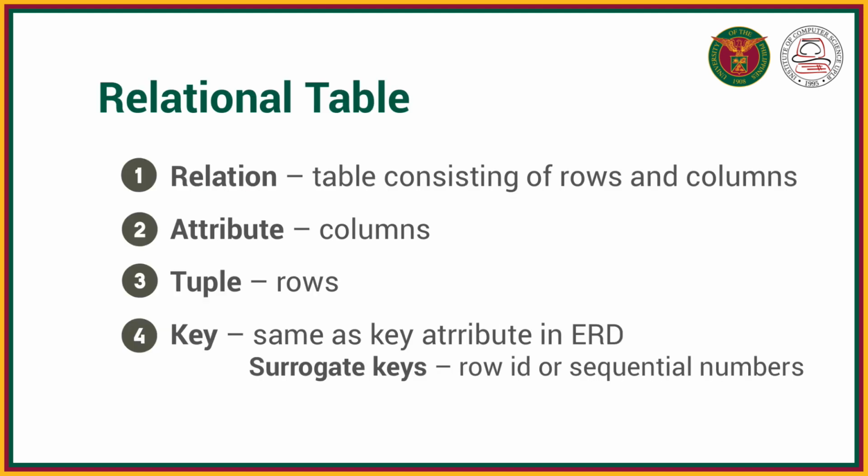We have relation. This is the table consisting of rows and columns. Attributes, which are the table's columns. Tuples, which are the rows. And key, same as the key attribute in ERD. And then we have a special type of key that we call surrogate key. These are row ID or sequential numbers.